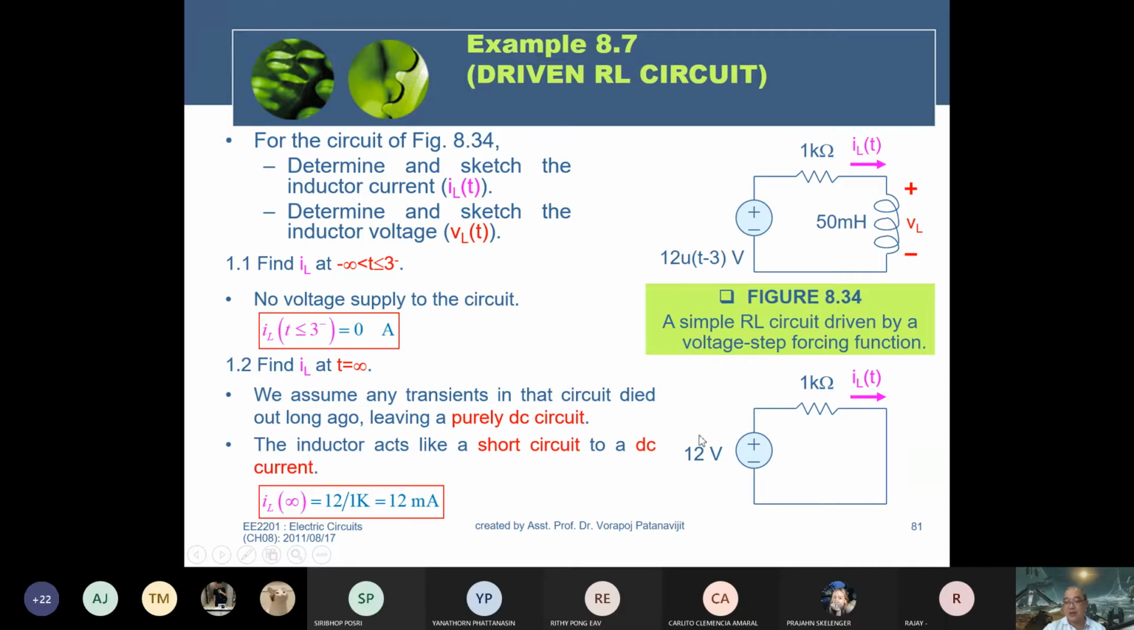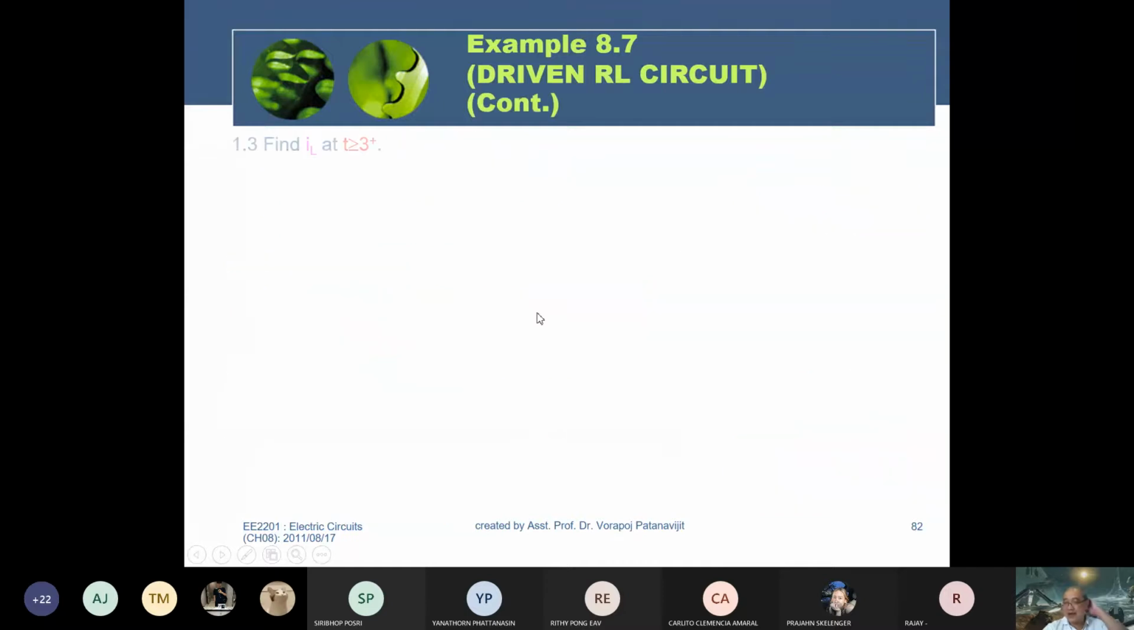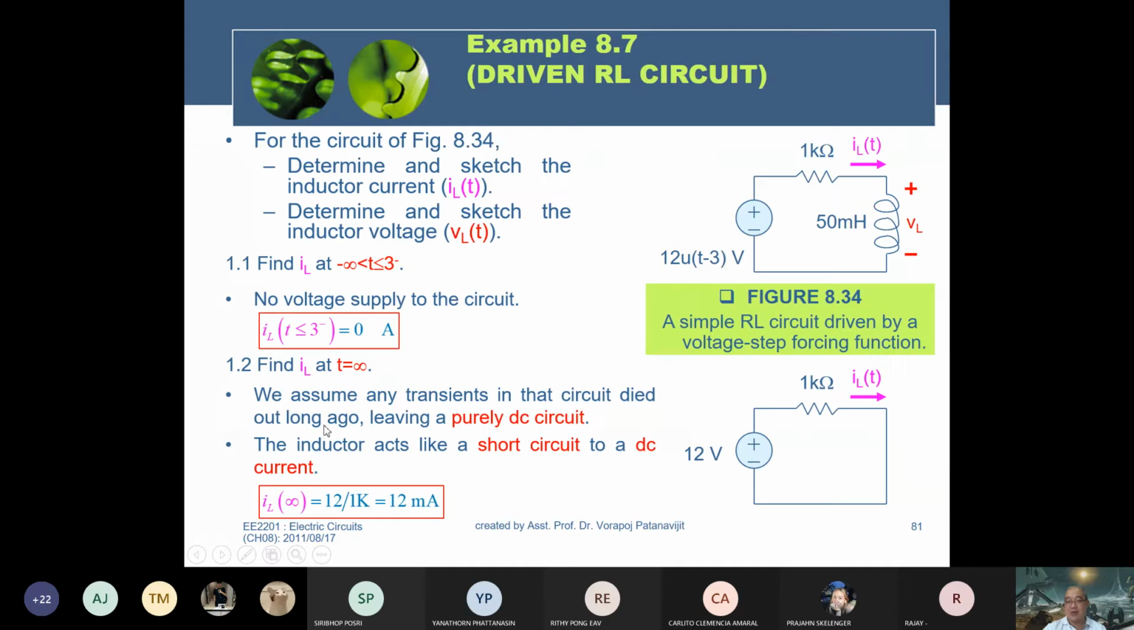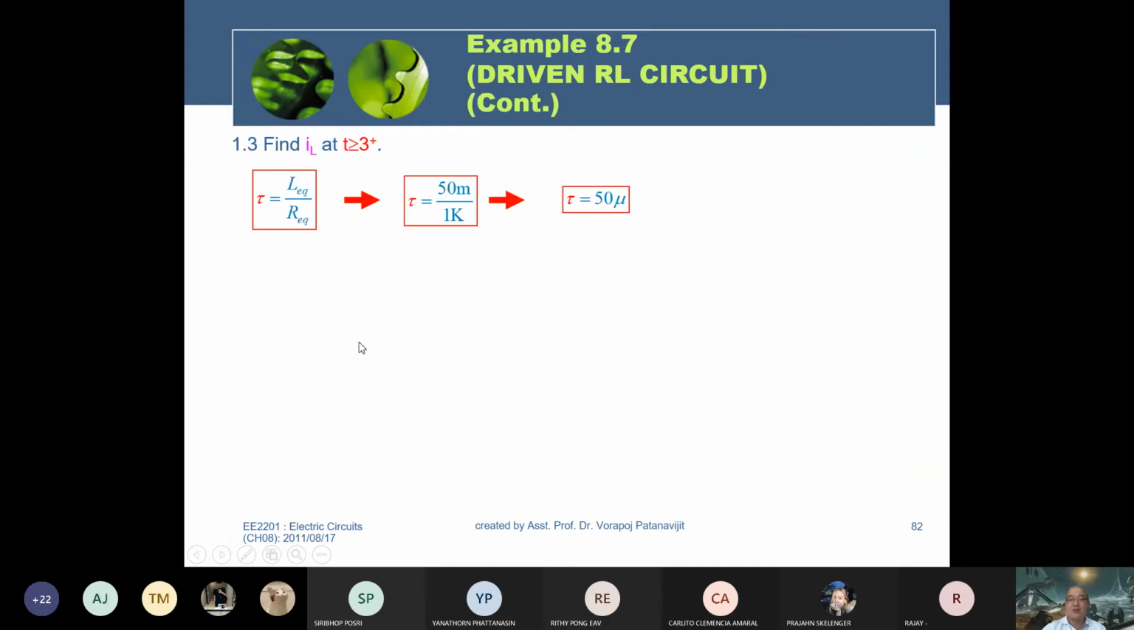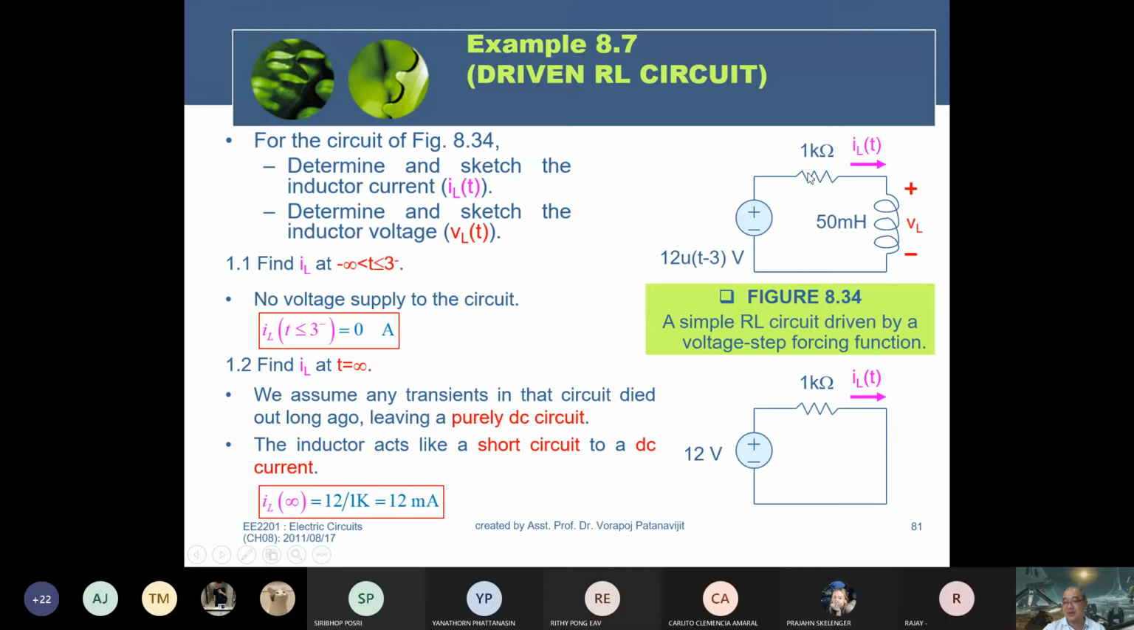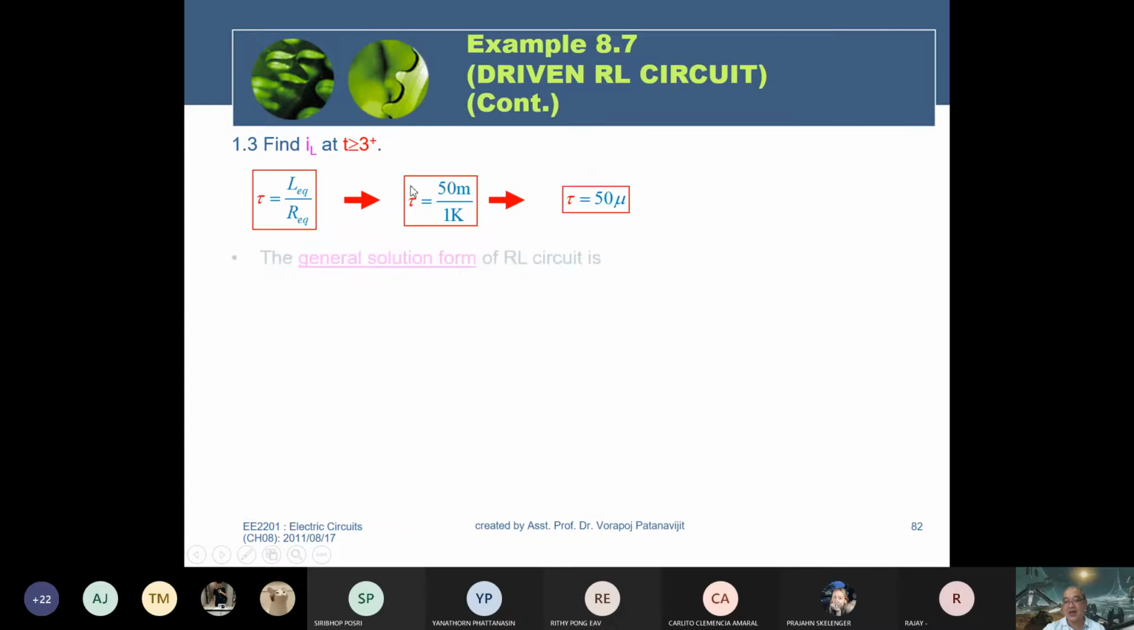V equals IR, so I equals V divided by R. I equals 12 volts divided by 1 kΩ, which gives 12 milliamps. Now for step 1.3, you require the equivalent inductor and the equivalent resistor, but in this circuit it's very simple. The equivalent resistor is 1 kΩ, and the equivalent inductor is 50 millihenry. Therefore, the time constant tau equals L divided by R.